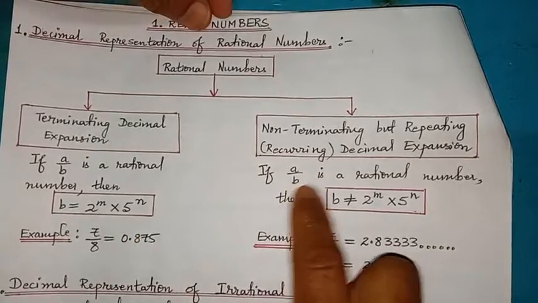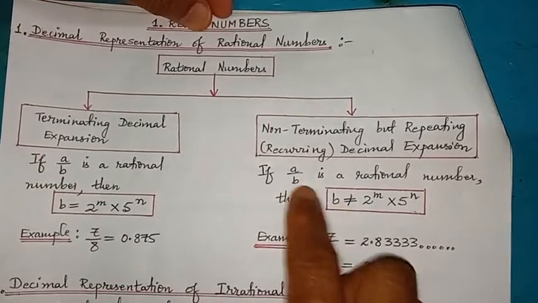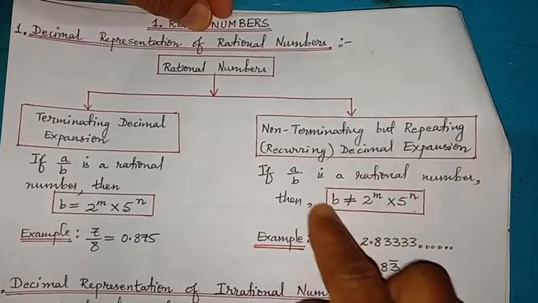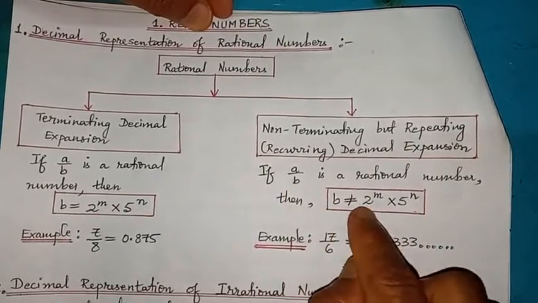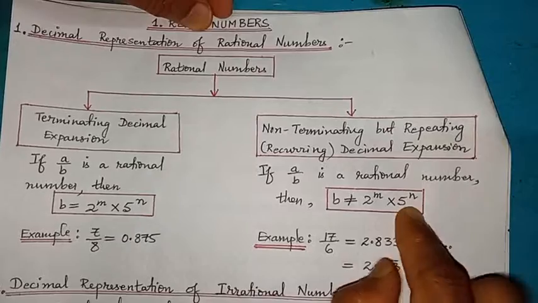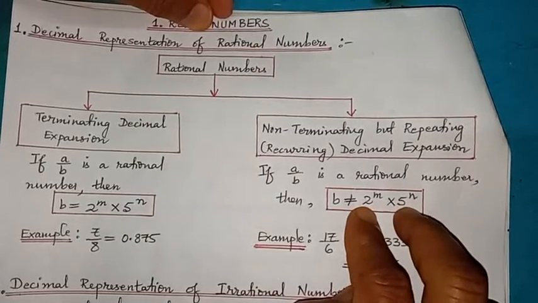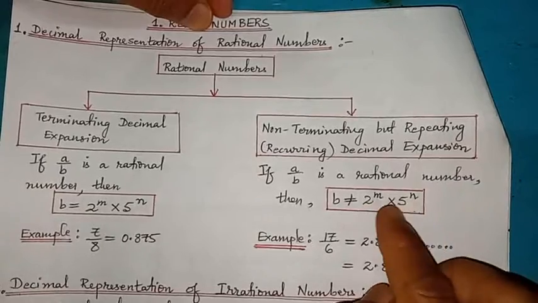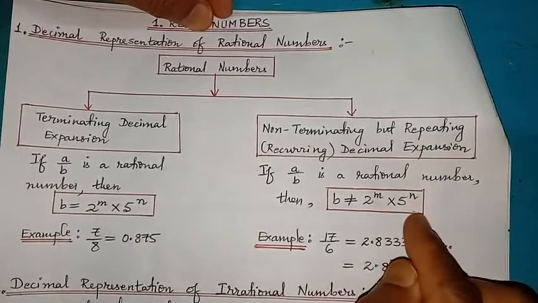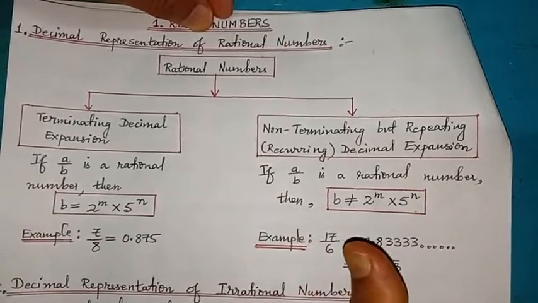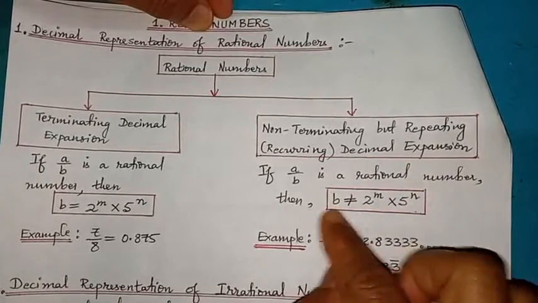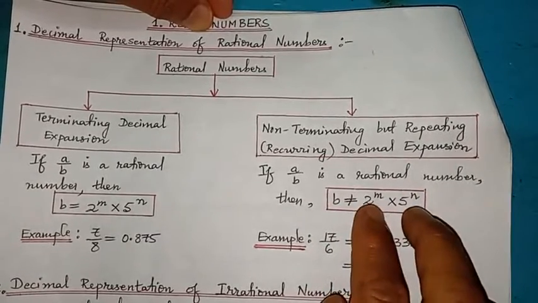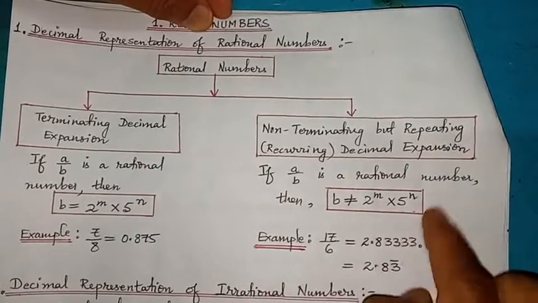And if a by b is a rational number and the denominator b is not of this form, that means when you do the prime factorization of b, it doesn't come in this form. In simple words, besides 2 and 5, or besides 2 or 5, there are some other prime factors, or even if 2 and 5 are not there, there are some other prime factors like 3, 7, 11, 13. Prime numbers, remember, prime factors. Then the denominator is not exactly of this form, but some other form.